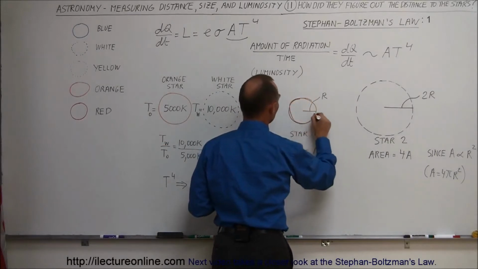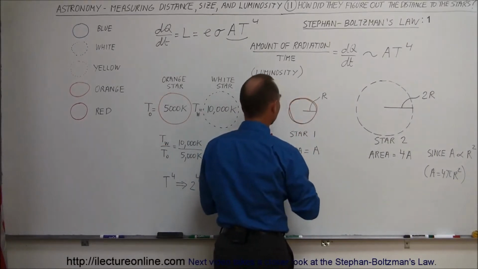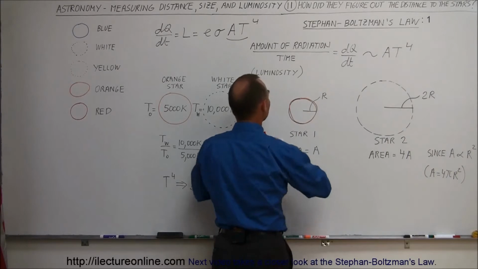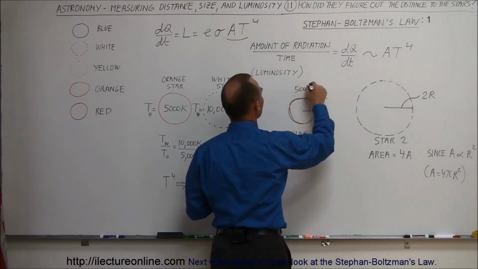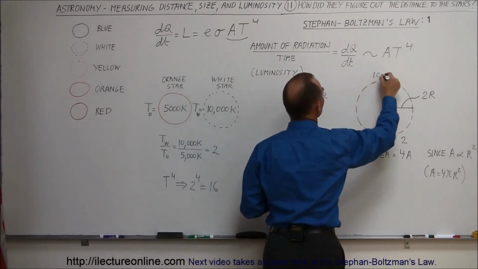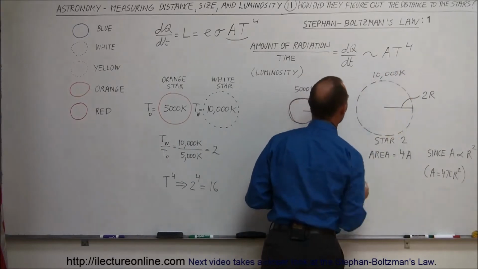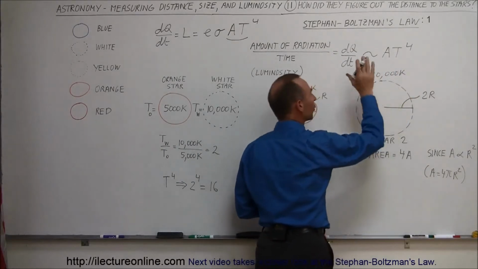So we'll turn this into an orange star. And so therefore the temperature of this one would be 5,000 Kelvin, and the temperature of this one would be 10,000 Kelvin. Okay, so not only is this star bigger, it's also hotter.